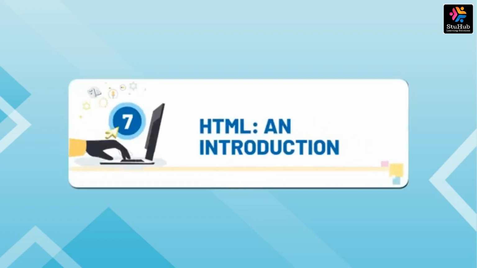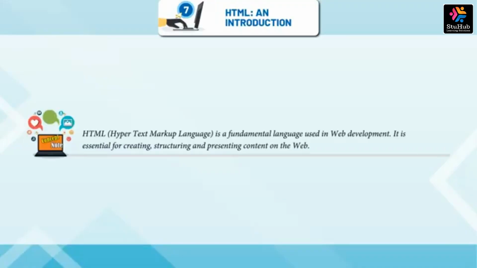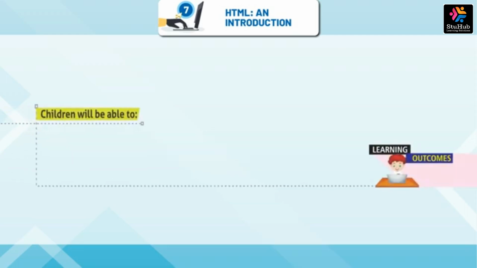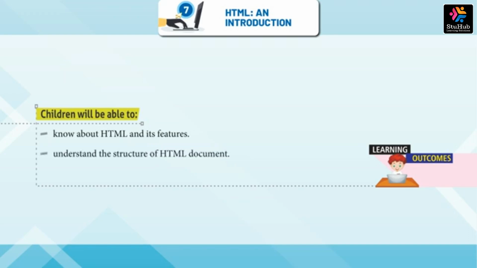Chapter 7: HTML and Introduction. Concept note: HTML, Hypertext Markup Language, is a fundamental language used in web development. It is essential for creating, structuring, and presenting content on the web. Learning outcomes: children will be able to know about HTML and its features, understand the structure of an HTML document, and learn the different tags and attributes.